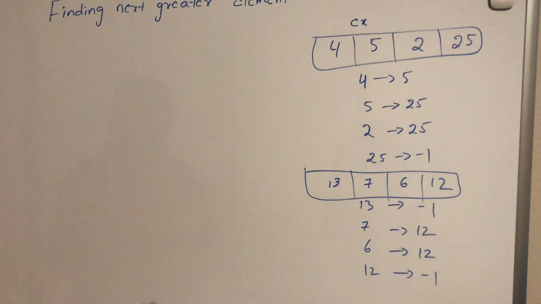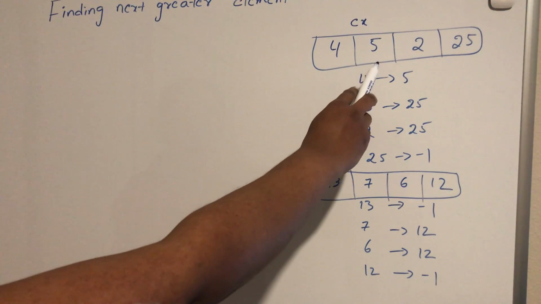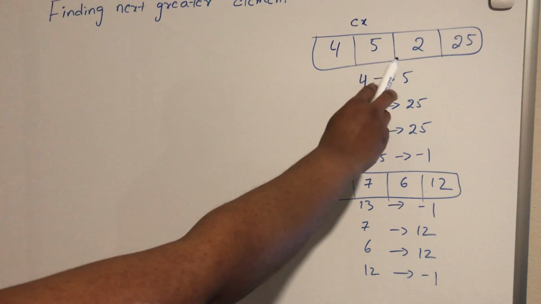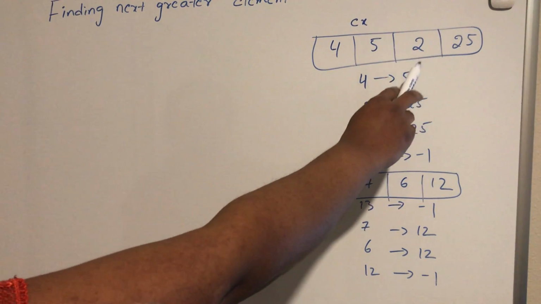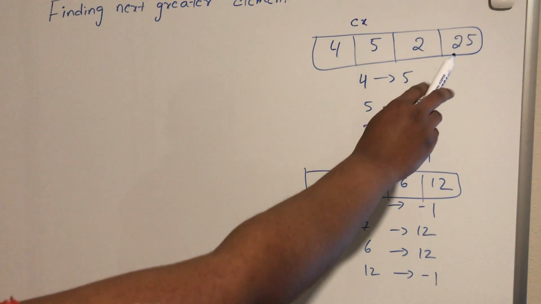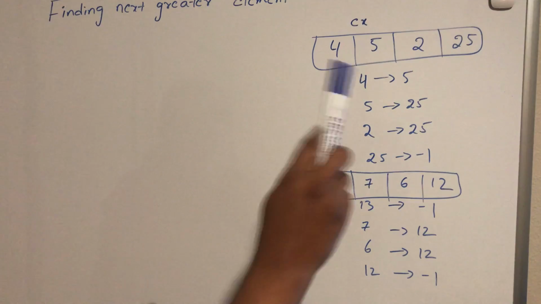So here the problem is finding the next greater element. For 4, the next greater element is 5. For 5, 2 is less than 5, and the next greater element is 25. For 2, it is 25. For 25 there is no greater element, since it is the last element in the array.